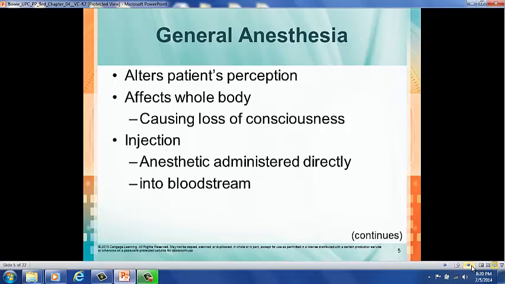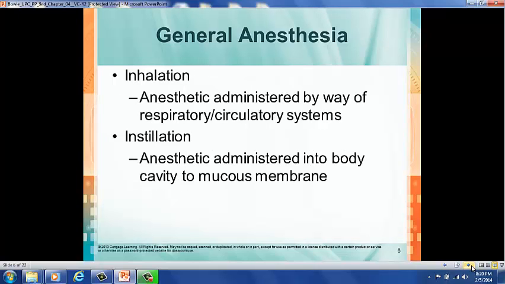Injection of an anesthetic agent involves the anesthetic being administered directly into the bloodstream. A venous access device is used, which allows the medication to circulate through the bloodstream. Inhalation of anesthetic agents requires the use of the circulatory and respiratory systems to efficiently move the agent through the body. Typically, a vaporizer is used to administer this type of anesthesia.